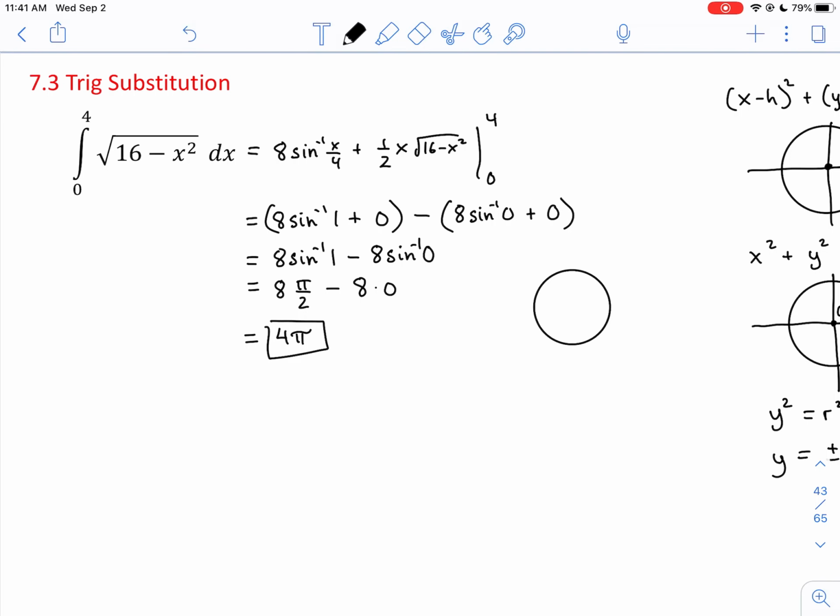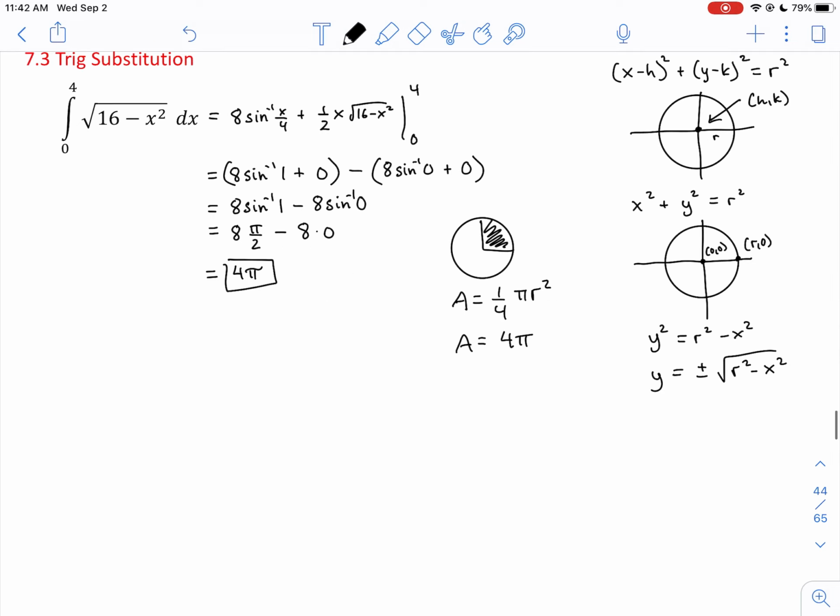So if you've got a circle and we want a quarter of it and the radius is 4, then we know that the area that's shaded there is 1/4 of πr². And if the radius is 4, then we're going to have 1/4 of 16π, which is just 4π, confirming what we got using an antiderivative and plugging in values.